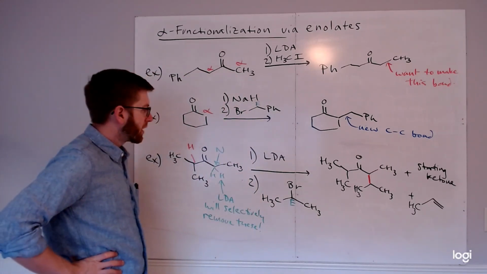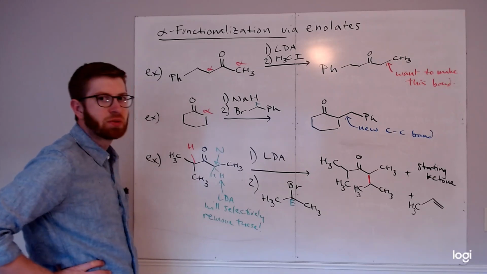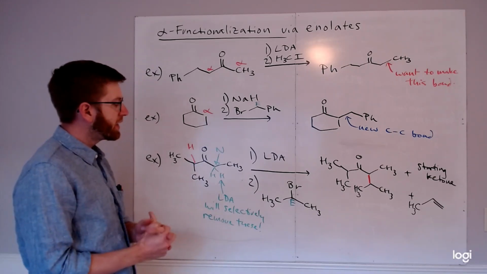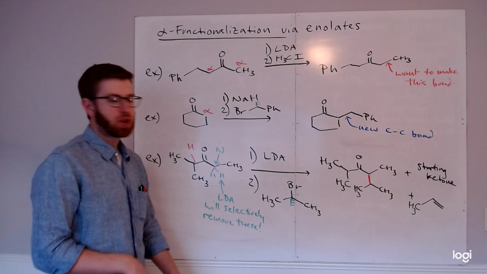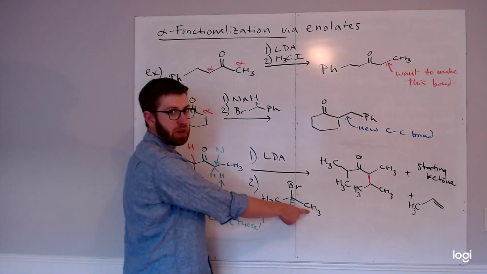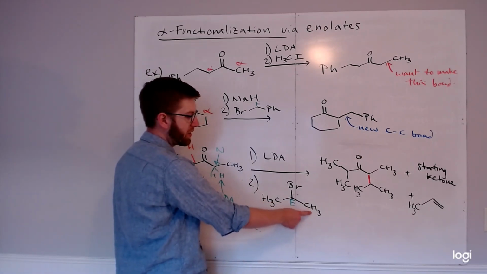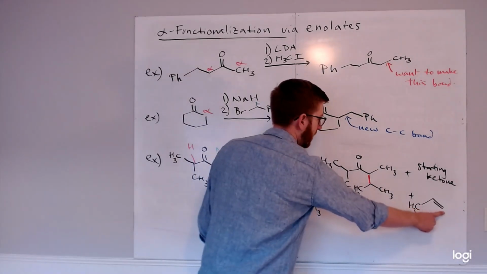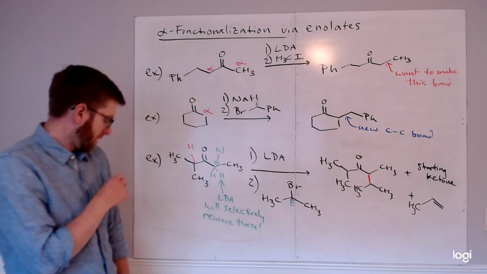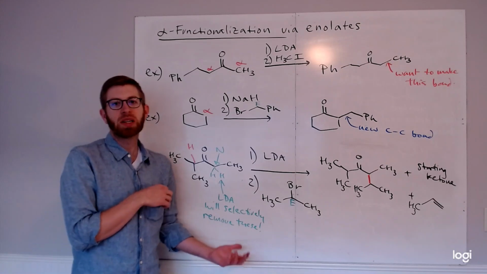So what happened here? I was trying to do an SN2 reaction, but it looks like what I did instead was an elimination. So I removed a hydrogen from, for instance, this carbon. I went from a CH3 group to a CH2 group, and the bromine is also gone. So this looks like instead of an SN2, I did an E2.